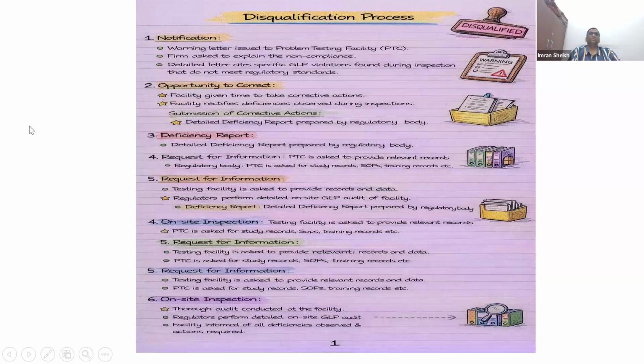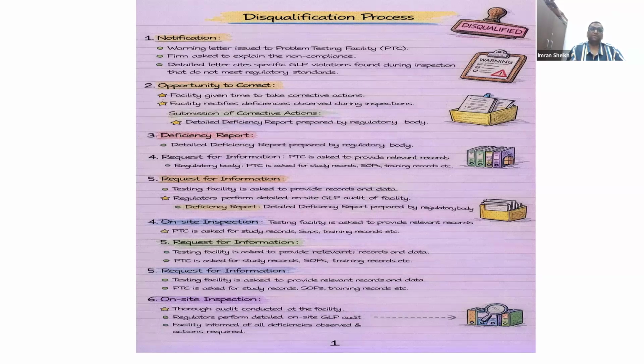Now, what is the process of disqualification? Again, the same thing: notification. The warning letter has to be issued to the PTC. What is PTC? The problem testing facility. The firm is asked to explain the non-compliance. Thereafter, a detailed letter explains the GLP violations found during the inspection, stating that the facility is not meeting the required regulatory standards. So all these things would be there. Thereafter, an opportunity is given to correct. The facility is given time to take corrective actions.